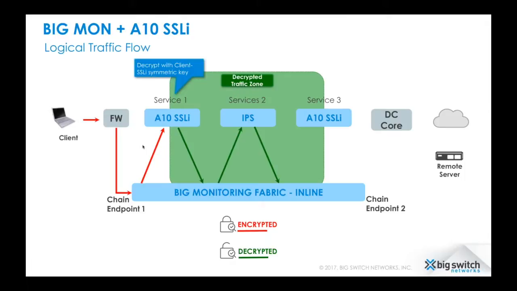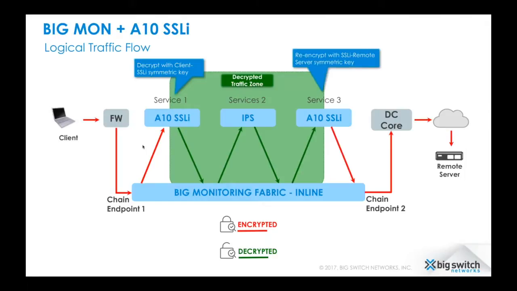Once we are done with looking at the traffic, we send the traffic back to the inline switch. From there, it goes again to the A10 appliance. It gets re-encrypted and sent back to the switch, and from there to its destination.